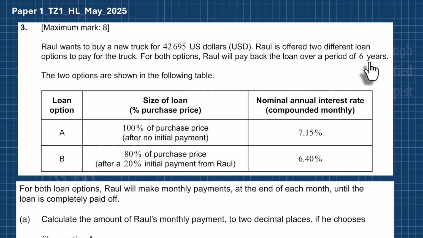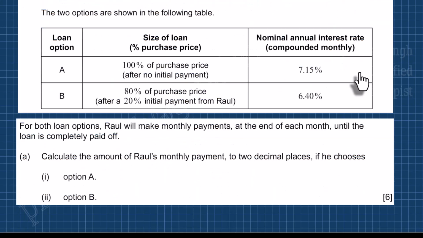So every year he's making 12 payments. Keep that in mind, please. So over the 6 years, he'll be making 12 into 6, which is 72 payments. Monthly payments are made at the end of each month until the loan is completely paid off.